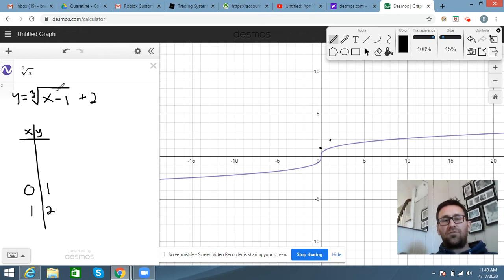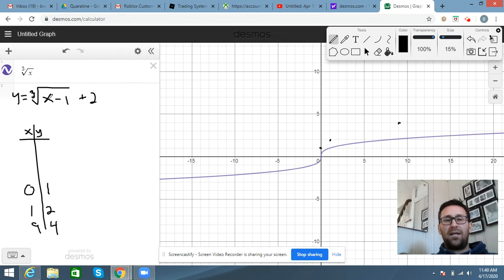Now I also want to try to get 8. So I can find the cubed root of 8. So if I plug in 9, 9 minus 1 is 8. The cubed root of 8 is 2. 2 plus 2 is 4. So I have 9, comma 4. 1, 2, 3, 4.